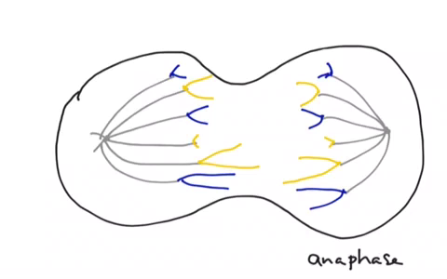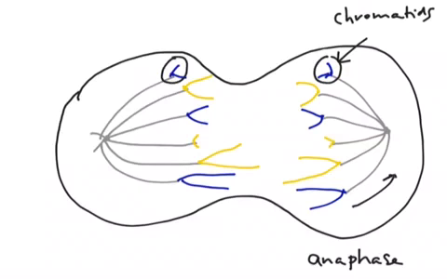Sorry, I should have put blue at the top, not yellow. So that is correct now. So during anaphase, we see that the centromere divides, and the chromatids now get pulled back to opposite ends of the cell. So this was one chromatid that was in that pair, and this is the other chromatid that was in that pair. So each of the chromatids gets pulled back to the opposite end of the cell.